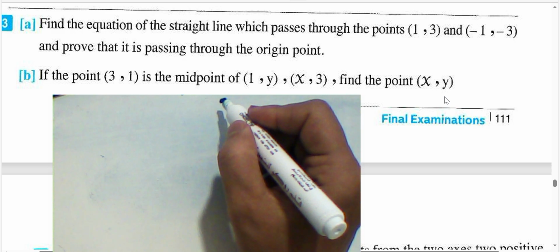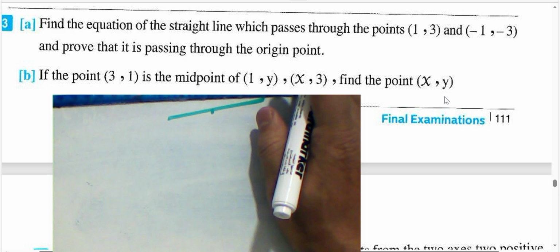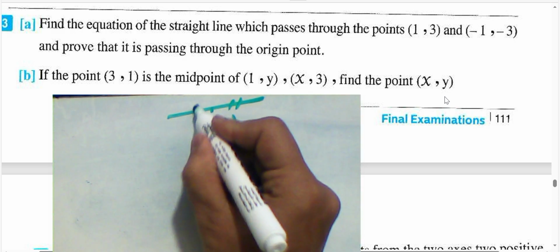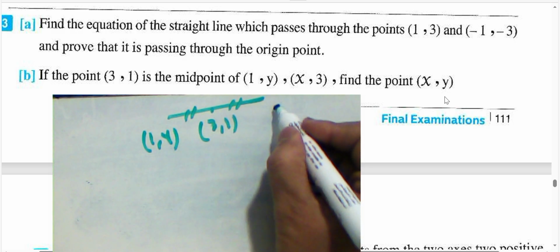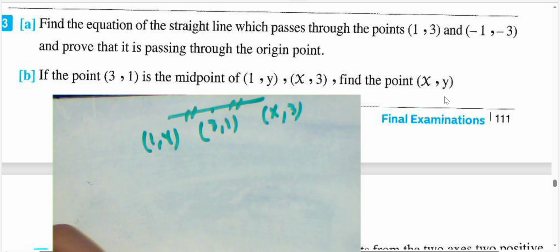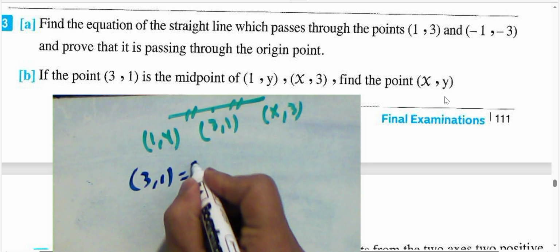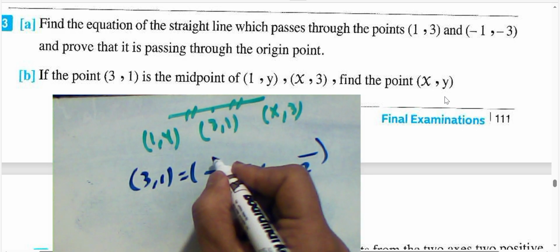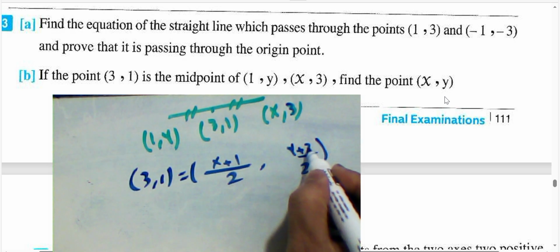The point was (3, 1). Okay, you can see now. The point (3, 1) lies in the middle between the two points (1, y) and (x, 3). You can start to solve the example by writing that the midpoint (3, 1) is equivalent to the half of the two points: x plus 1, and here 3 plus y.